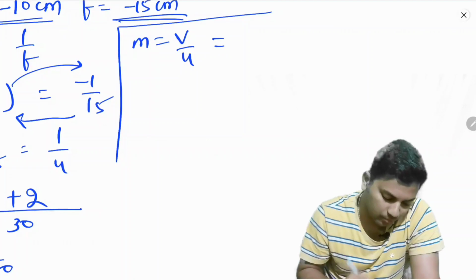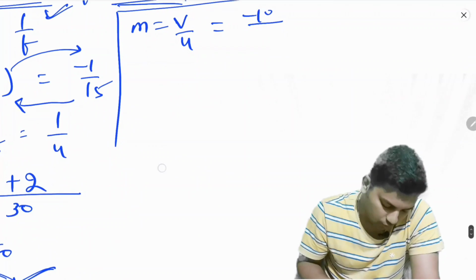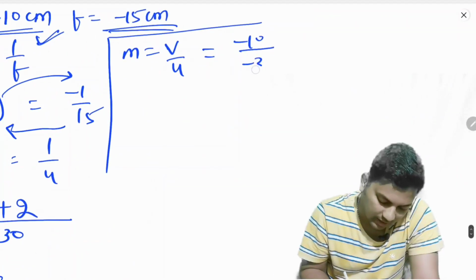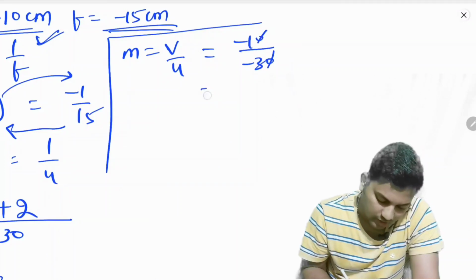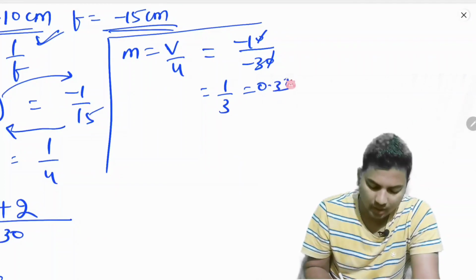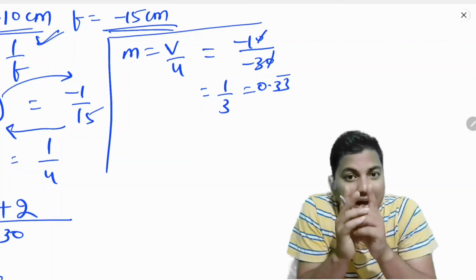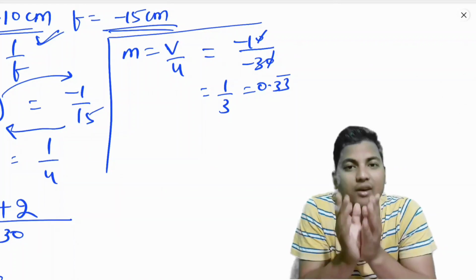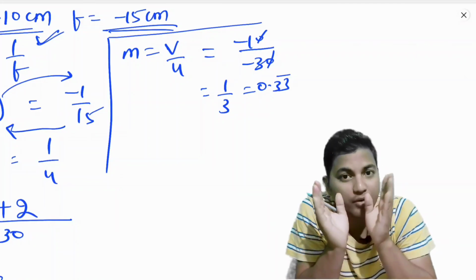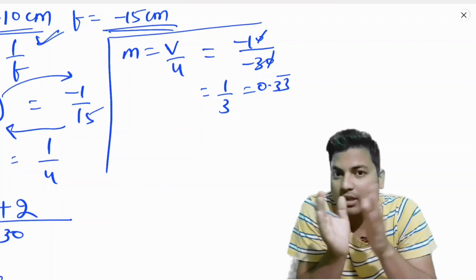So in case of v by u, what is our v? Our v is minus 10 and u is minus 30. That means, cancelling out the zero, we get 1 by 3, that is 0.33 recurring. Clear? As I said before we solved the question, our answer must be less than 1, because this is a virtual and erect image. In a concave lens we always get a virtual and erect image, and that too diminished compared to that of the object.